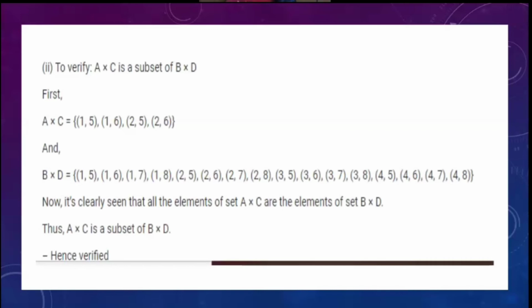You are getting these many ordered pairs, and now it is clearly seen. All elements of A into C are in B into D. See, (1,5) in A into C is also there in B into D. (1,6) is also there, (2,5) is also there, (2,6) is also there. Subset means whatever elements are there in A into C, all should be present in B into D. So that is why A into C is a subset of B into D, hence verified.